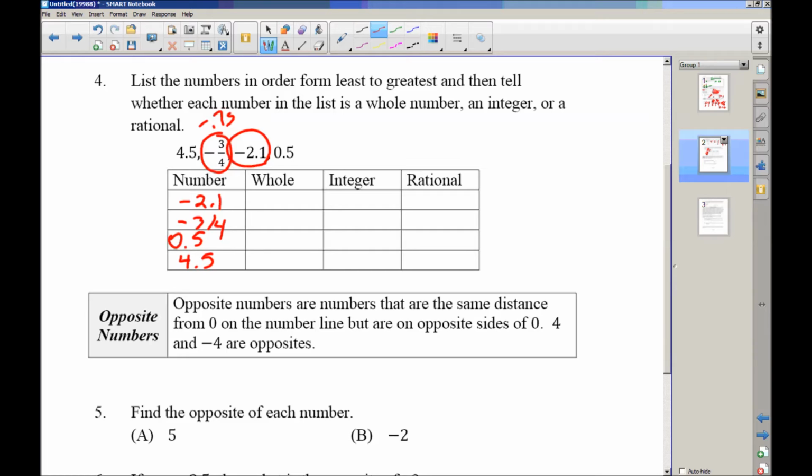None of them are whole numbers. None of them are integers. They all have decimal parts, but they are all rational numbers. Okay? Negative 2.1 could be written as negative 21 over 10. 3/4, we've already seen that, so it's already written as a rational number. 0.5 is 1/2, and 4.5 is 9 over 2.